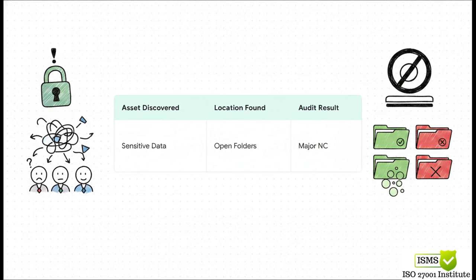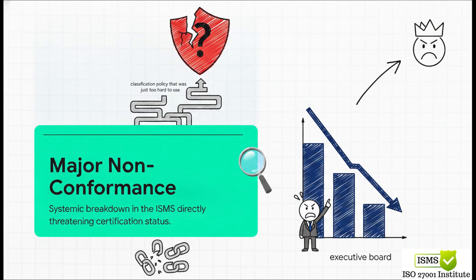The thing is, the auditor absolutely does not care that your employees were confused by 6 different labeling levels. They only care that sensitive data is fully exposed. The result? A major non-conformance. And let's be crystal clear about what that means. A major non-conformance isn't just a gentle slap on the wrist. No way. It's a devastating audit failure, indicating a massive systemic breakdown in your information security management system.